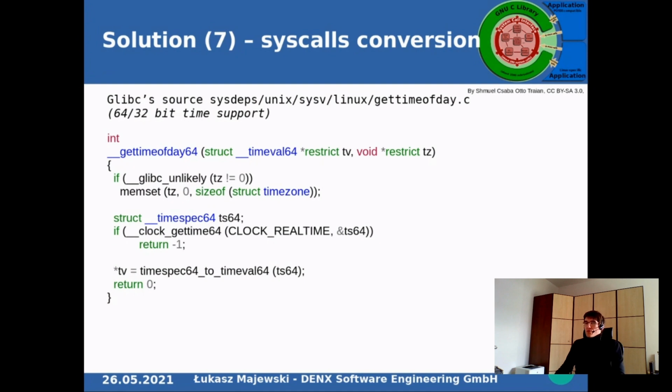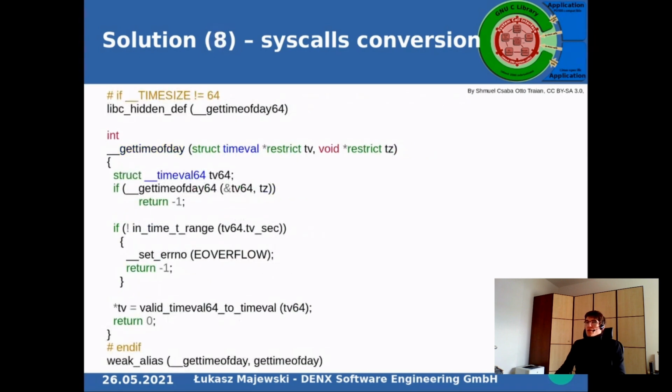But what is important is that we use clock_gettime64 to fulfill the requirement for gettimeofday 64, and then that 64-bit value for timespec is converted to the 64-bit version of the timeval structure. So this is the main function which is used now in glibc, and this can be used on systems which are prepared to work after the year 2038 threshold date, or 64-bit systems.